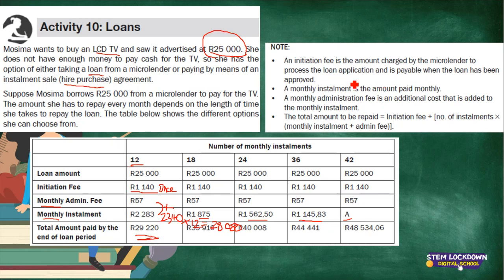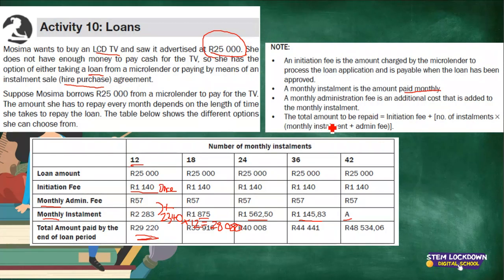Okay, let's go back. Next, they say a monthly installment is the amount paid monthly. So this is paid every month. A monthly administration fee is an additional cost that is added to the monthly installment. There it is. We added the administrative fee to the monthly installment, right?